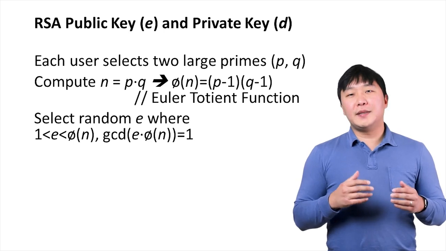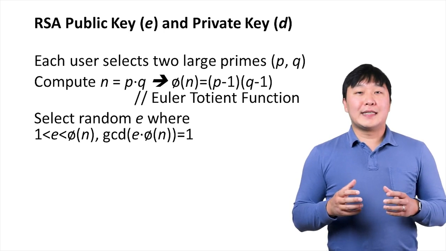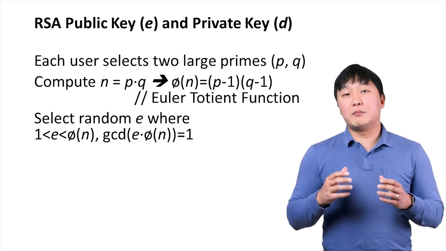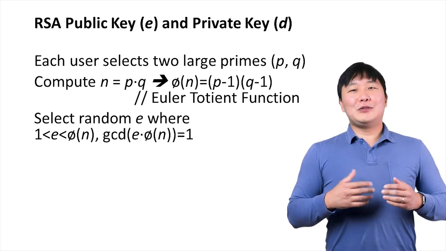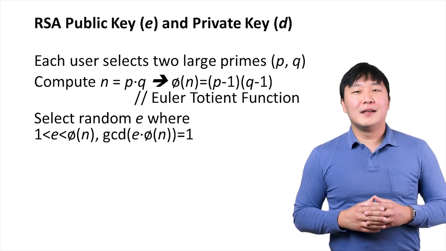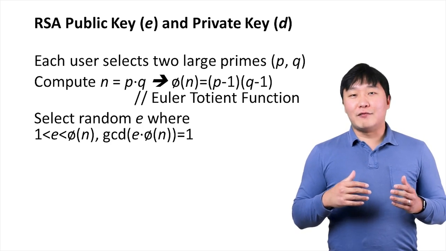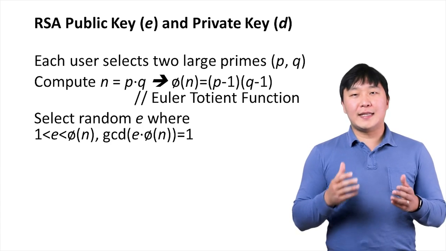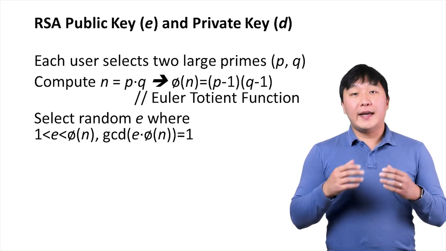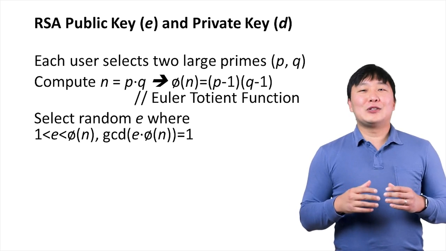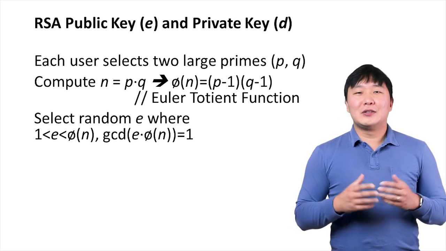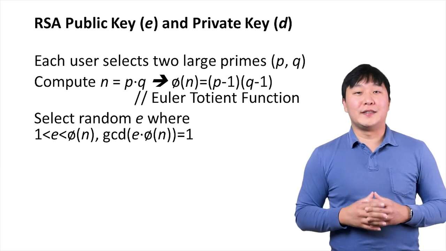After establishing p, q, and n, the user selects either the public key E or the private key D to derive the other. Let's suppose the user selects the public key E. The public key E is selected randomly with the constraints that E is smaller than phi of n and is relatively prime to phi of n. E is also usually a fairly small integer to make the RSA encryption process more efficient.